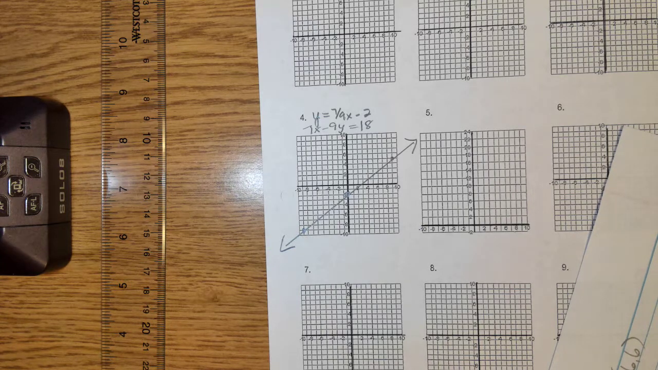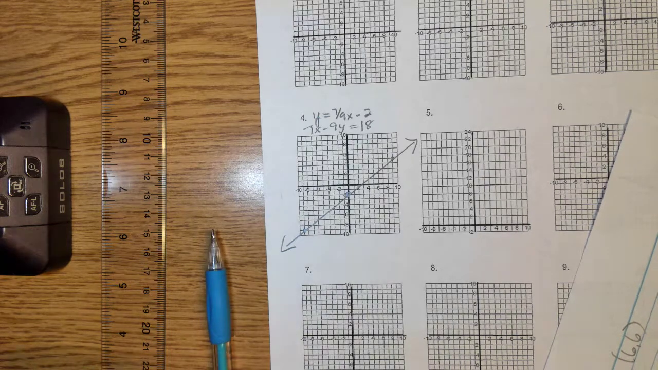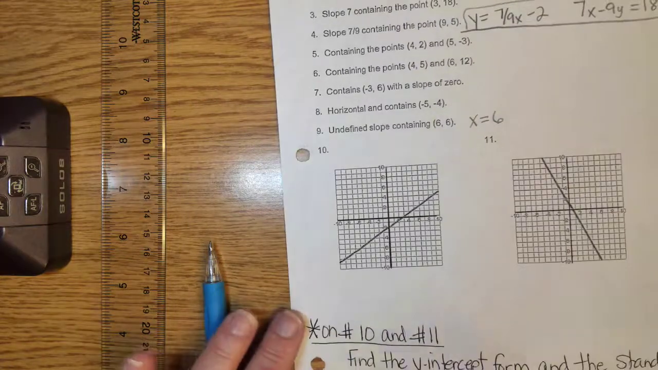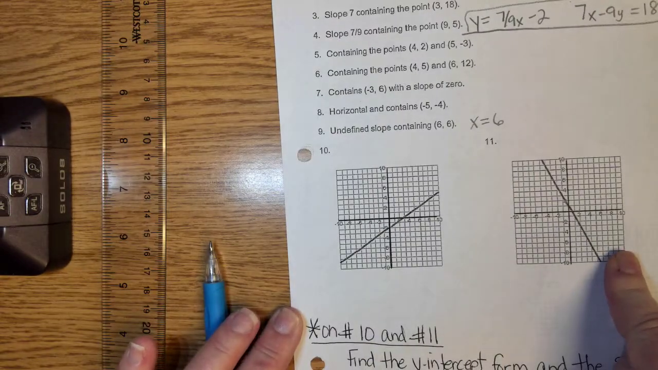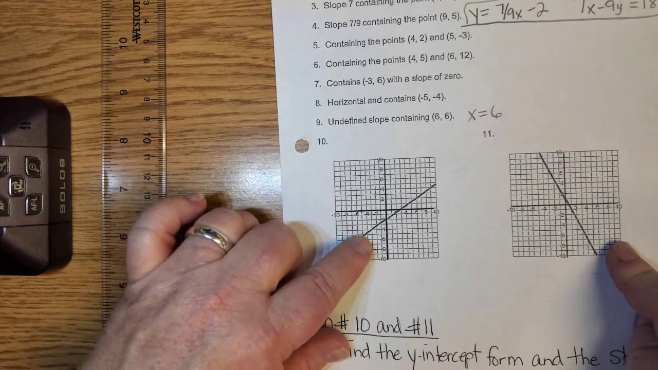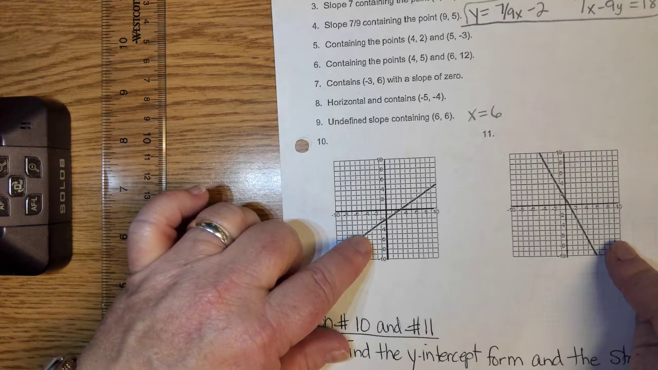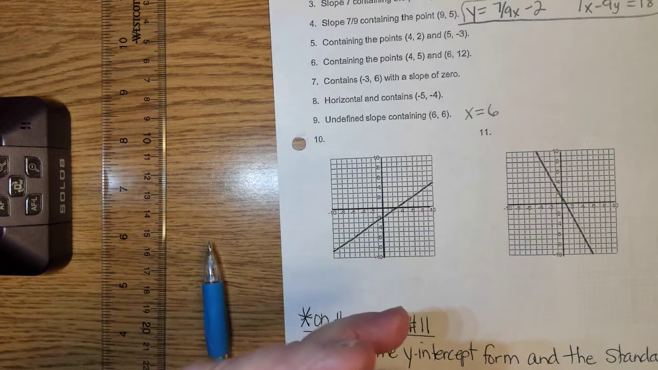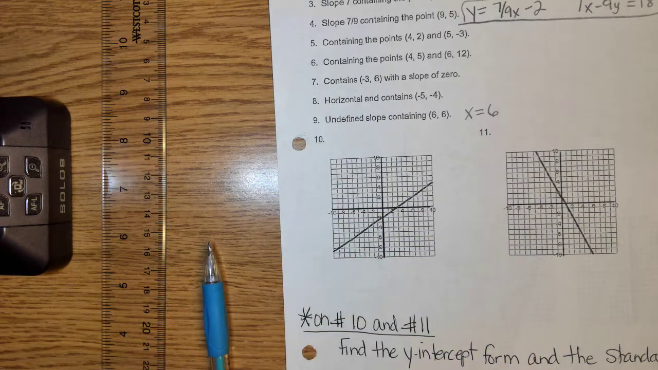Okay? Easy enough? Yeah? Okay. Now, on the last two, just so you know, on number 10 and 11, you're going to use the graphs. What are you going to have to find on the graphs? The slope and the what? Y-intercept. So you find the y-intercept form, and then you can change it to standard. So you'll use the graphs to do your slope and y-intercept. And it's pretty obvious on both of them what your y-intercept is. So it shouldn't be an issue. It's not in the middle of anything.